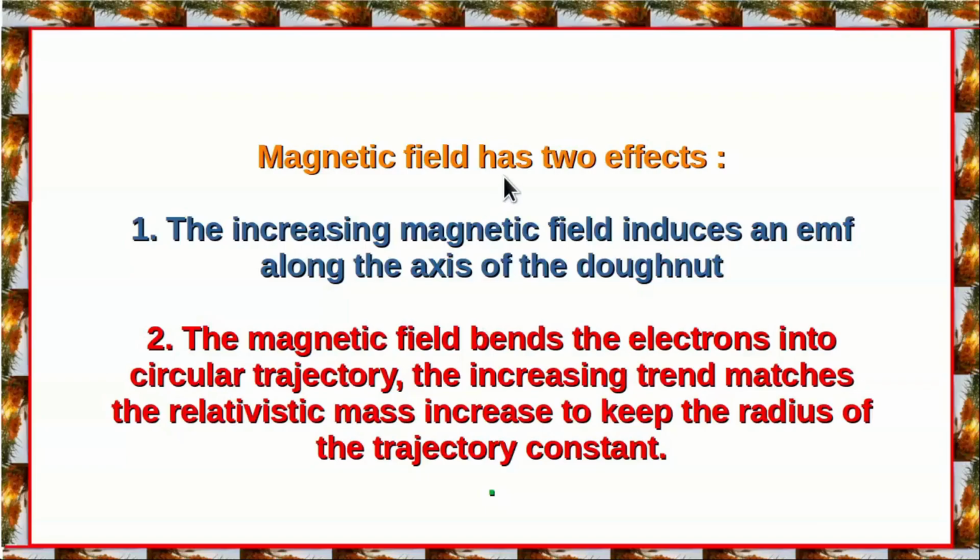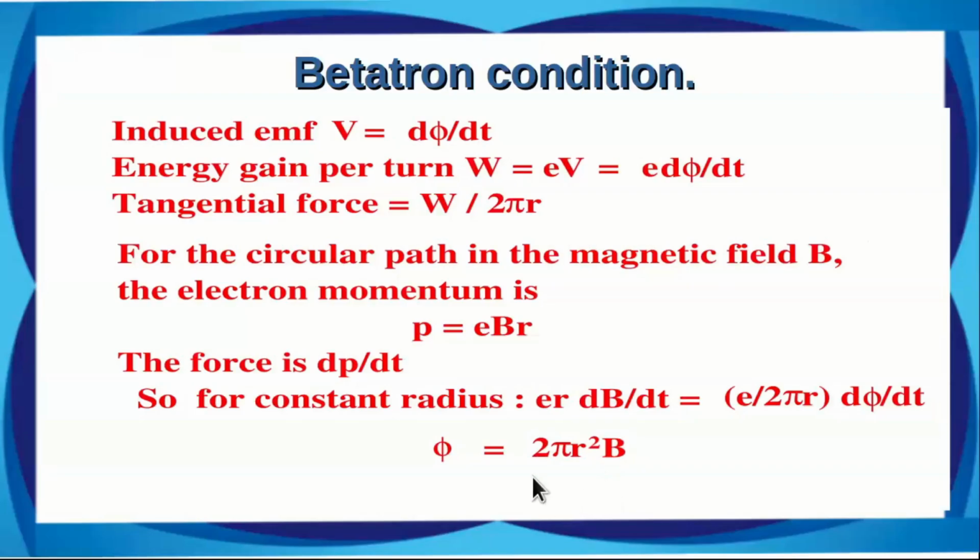The magnetic field has two effects. One is that the increasing magnetic field induces an EMF along the axis of the doughnut, and it is this induced EMF which accelerates the electrons. The magnetic field also bends the electrons into a circular trajectory. The increasing field matches the relativistic mass increase to keep the radius of the trajectory constant. Now let us see what is the condition for achieving the correct action of the betatron accelerator.